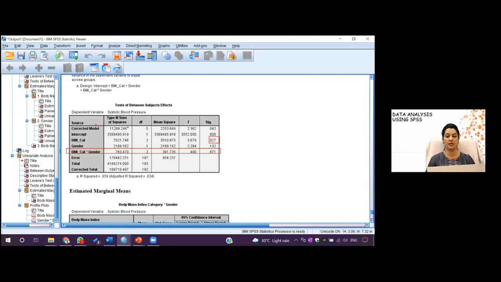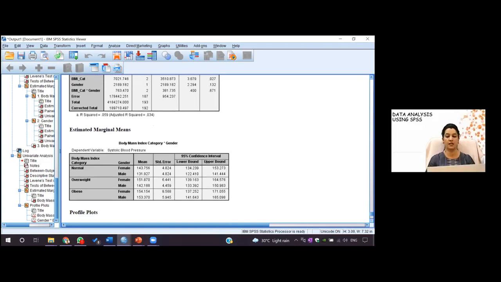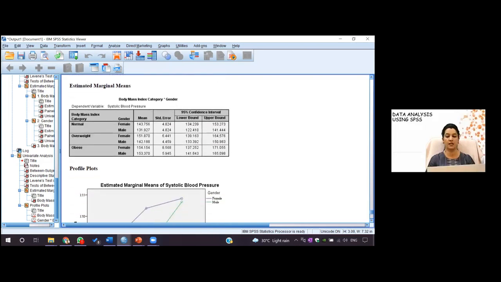That means the value of this systolic blood pressure is significant across the BMI category. But you will see that this gender is not significant. So that's why this overall interaction is also not significant. So that means we have to report the main effect. And this is the profile plot. I'm not discussing this right now.